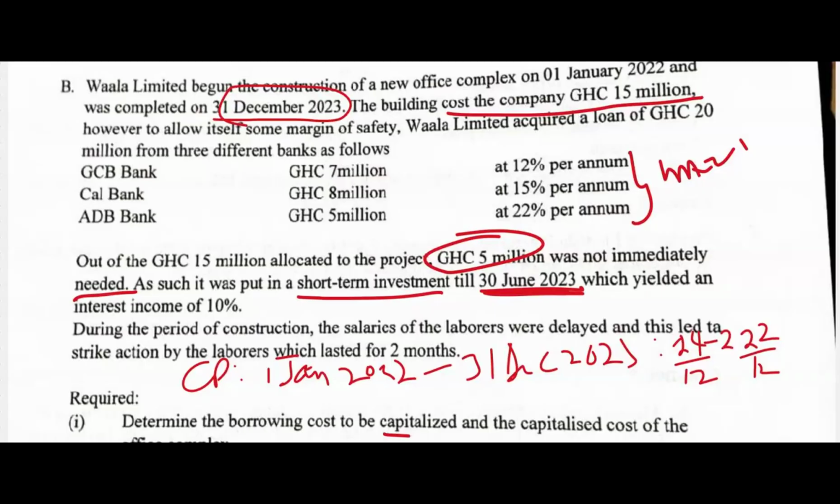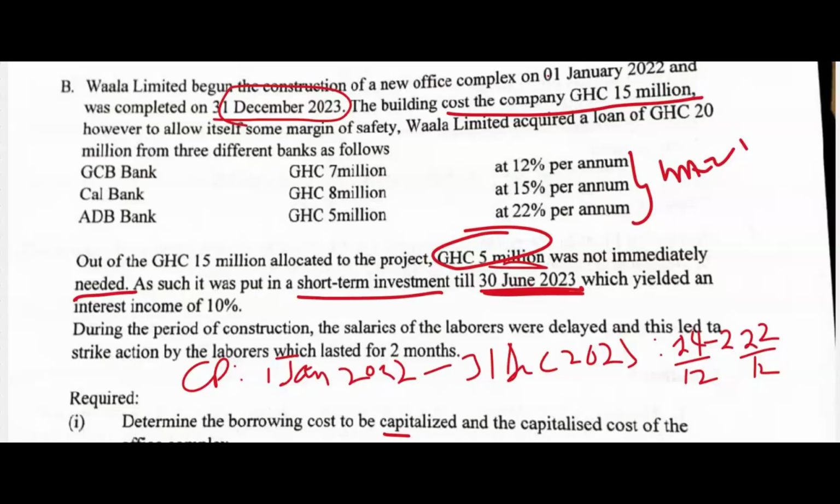So now let's start with the computation. Let's see how it goes so that I finish. And then there was an interest income. This 5 million value we've gotten here, what we'll do is that we're going to invest it. How many months did they invest it? From 1st January to 30th June.